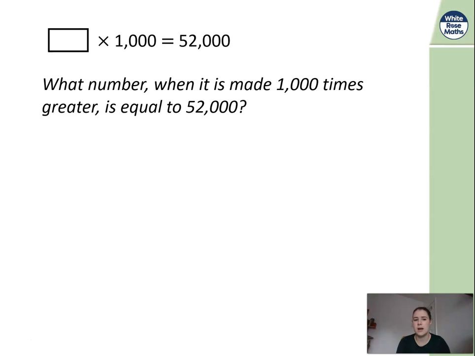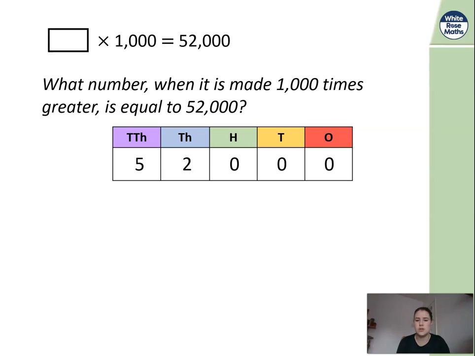So we need to work out what the original number is when it's made 1,000 times greater and is equal to 52,000. So here is 52,000 on our place value chart. If we're now doing the inverse, we have to go backwards. We have to divide. Now we know when we multiply, we're looking at our zeros. This tells us that it was multiplied 3 times, so our digits moved 3 places to the left. So now if we do the inverse, we need to move our digits 3 places to the right.